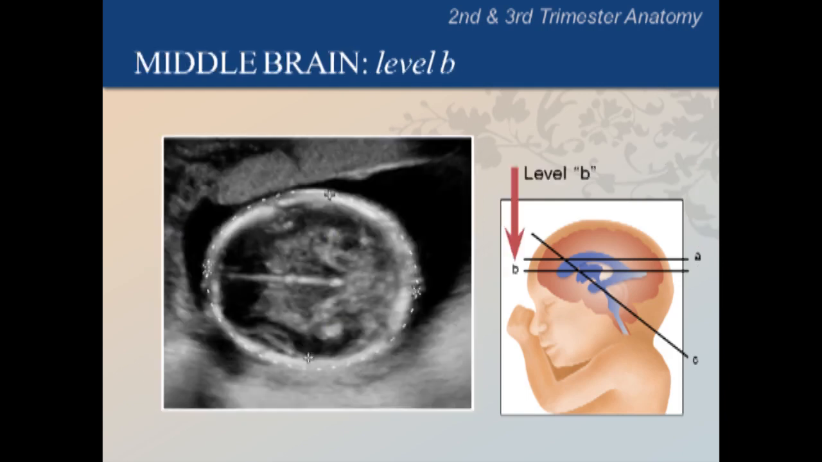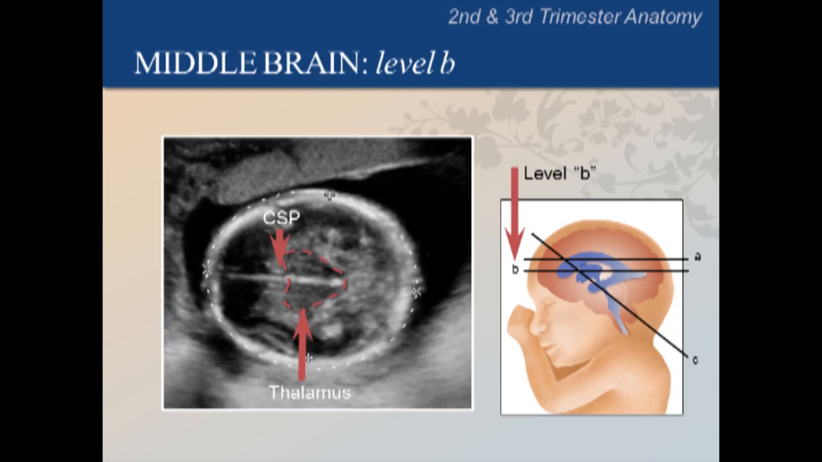This is a transverse image of the fetal head at level B. This level is very important because we will make a measurement at this level to estimate the gestational age of the pregnancy. We will cover this in the next lecture. Level B slices through two structures called the thalamus and the cavum septum pellucidum, or CSP.